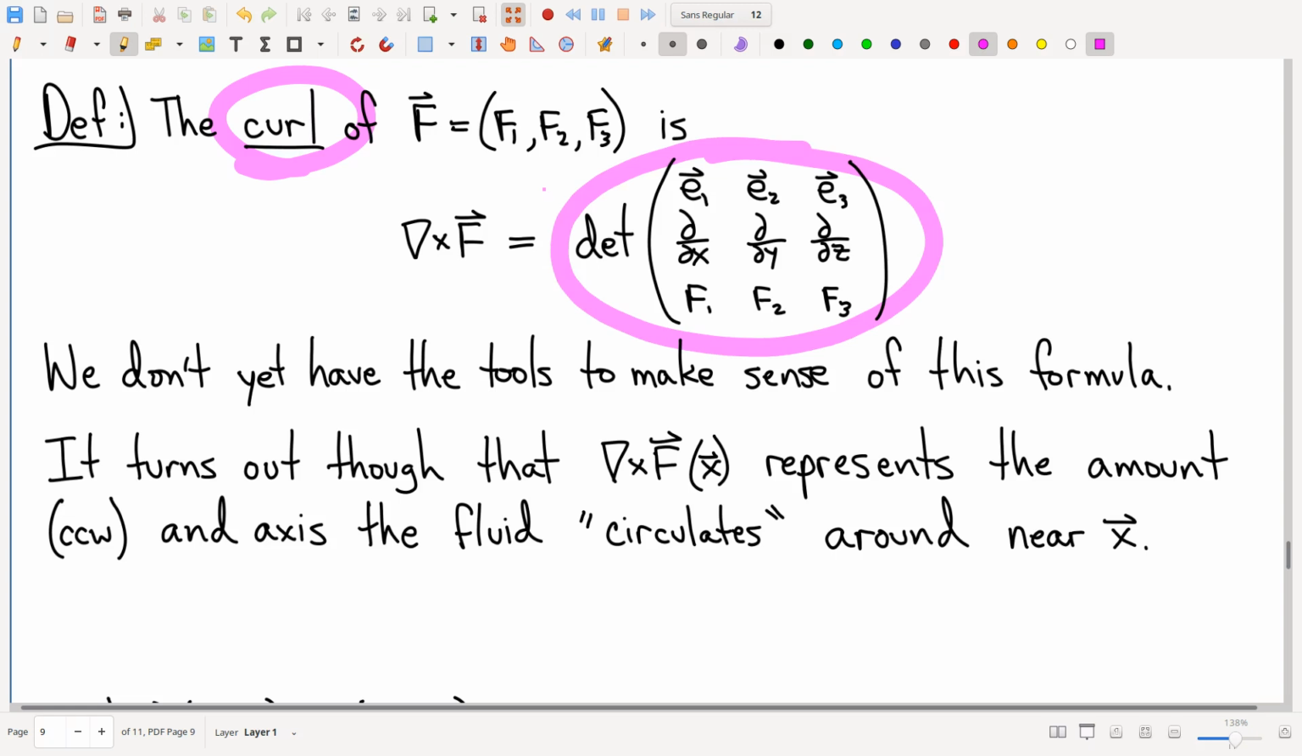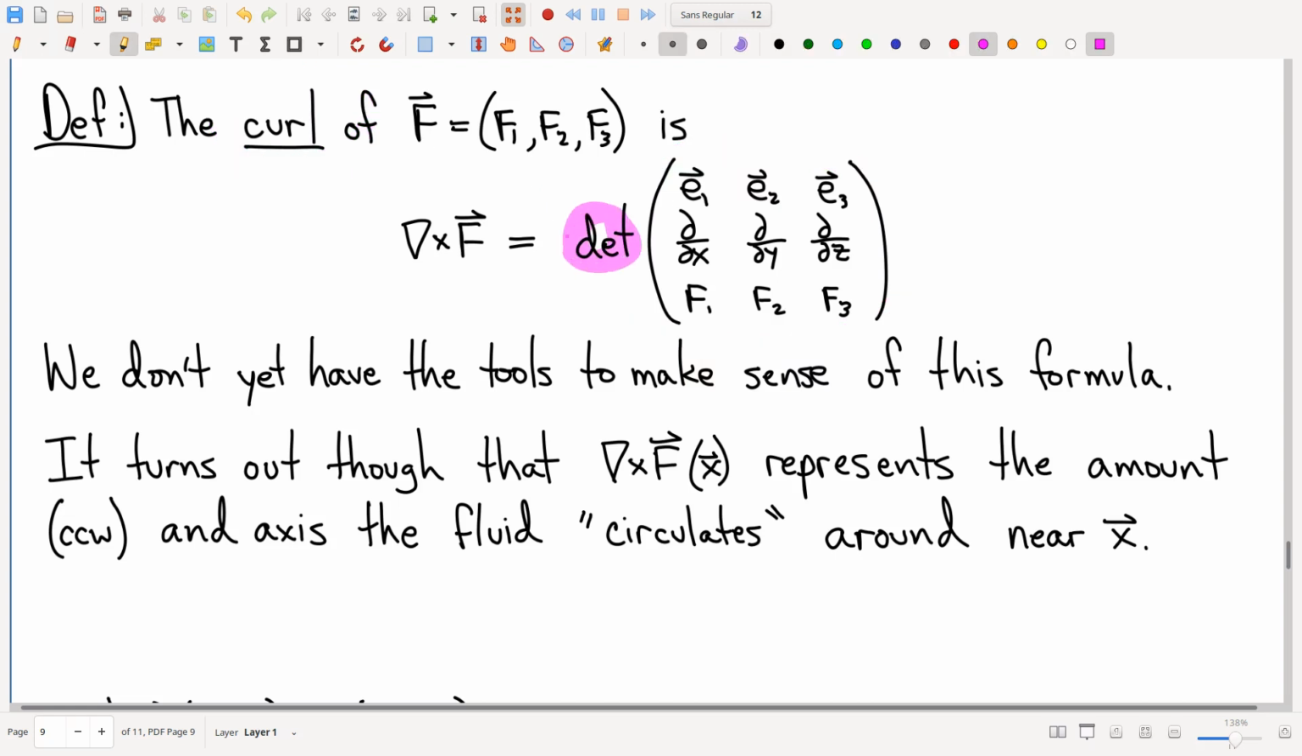Now again, where did that come from? Oh my gosh, much later. That's going to be a long time from now. So don't look for reason or intuition on this formula itself. It is what it is, and we will put it at least into some context much later from now.